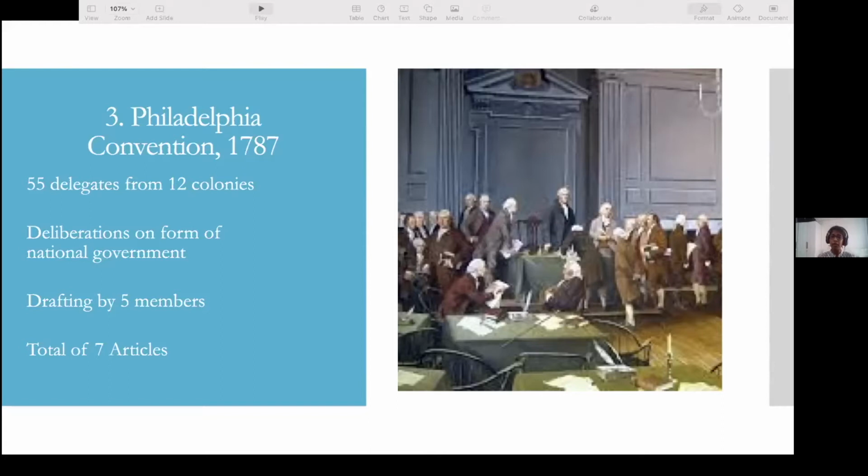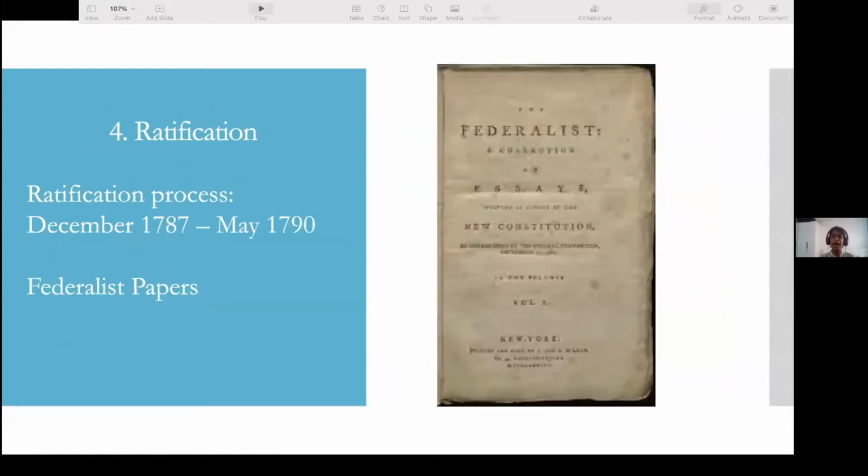So once these deliberations concluded in September, five members drafted this constitution based on the deliberations. These 5 members included Alexander Hamilton, James Madison, William Samuel Johnson, Gouverneur Morris, and Rufus King. So these 5 members drafted, and on September 17th, 1787, George Washington signed the constitution that was adopted.